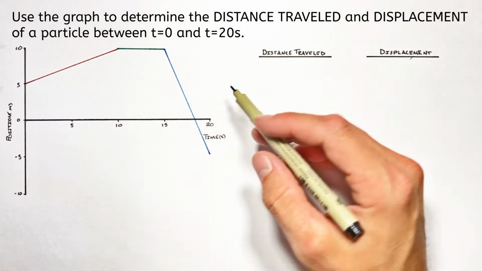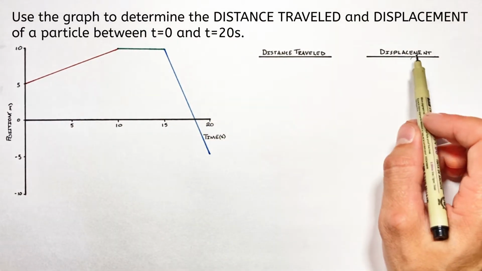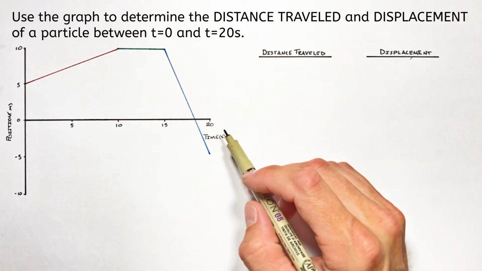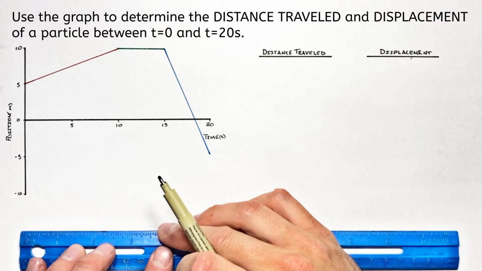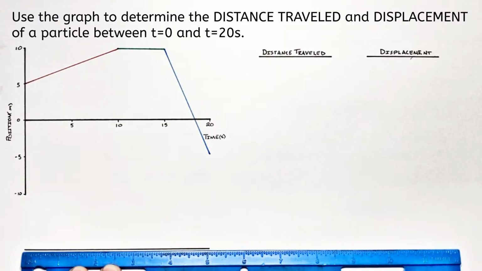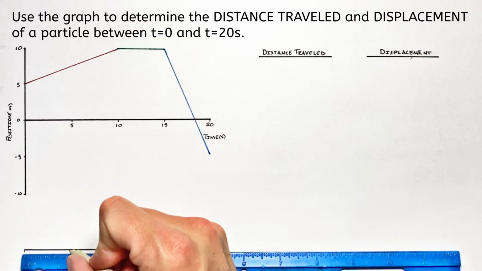Alright YouTube, today we're going to solve for both the distance traveled and displacement of an object from that object's position versus time graph. Now one of the hardest aspects of this problem is understanding what's actually happening in the situation just from the information on our position versus time graph.